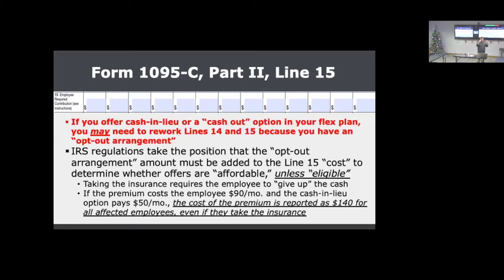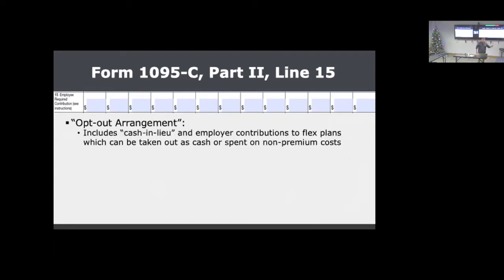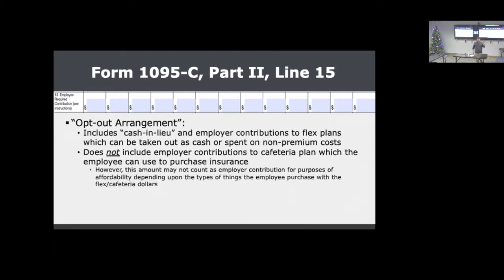So you have to code it that way unless you have what's called an eligible opt-out arrangement. So there is a way to do cash in lieu where it doesn't impact your reporting, but you have to make sure you do it the right way. If we offer straight cash as wages in a cash in lieu, we have to make sure that we get the eligible opt-out arrangement, which I will define here in a second.